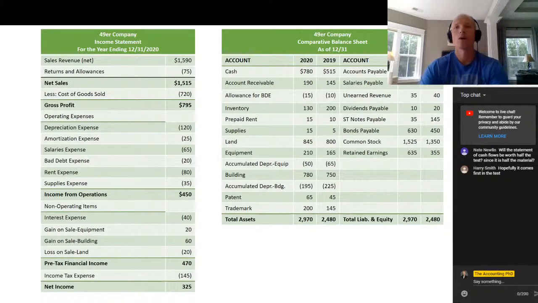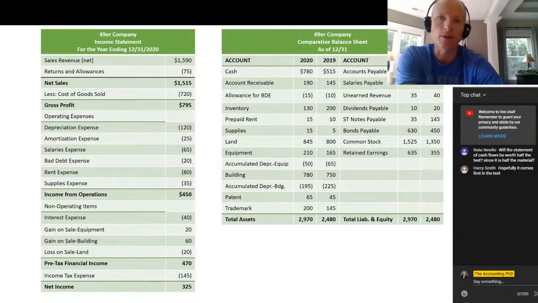Okay, so we're going to start jumping into a problem. And so on the test, just like this, you'll be given an income statement for 2020 or whatever year it is on the test, I forget, and then the comparative balance sheet, which is 2019, the prior year, and the current year. So you need this information in order to do a statement of cash flows.